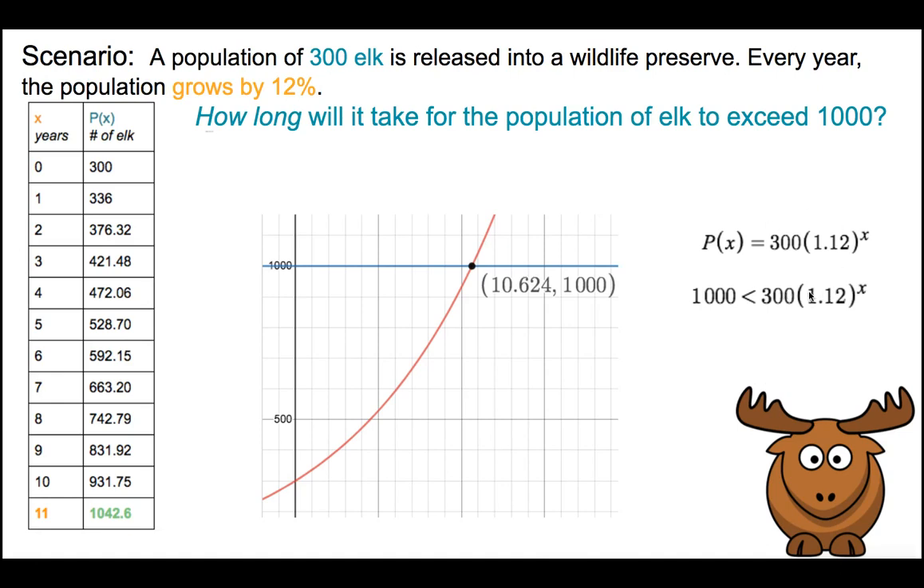Mrs. King is going to show you how to find the exact value graphically using your graphing calculator. And Ms. Daniels, myself, will show you how to do this algebraically using logs.